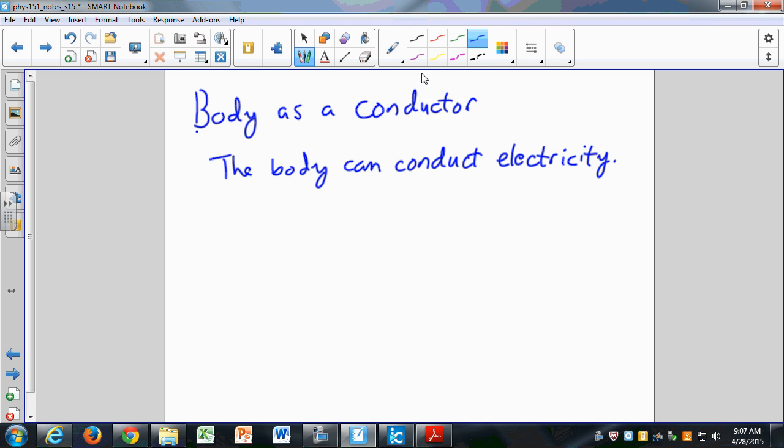We talked about this in terms of Ohm's law, if you recall. Which one of those properties, P, I, or R, is a property of the body and how it conducts electricity? Remember that equation we had, P, I, and R? Which of those refers to some property of the body? V was voltage, I was current, R was resistance.